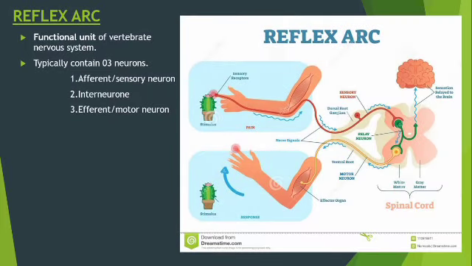Reflex arc. Reflex arc is the functional unit of the vertebrate nervous system. It typically contains 3 neurons. They are the afferent or sensory neuron, interneuron, and efferent or motor neuron.